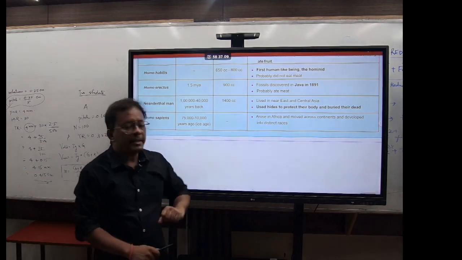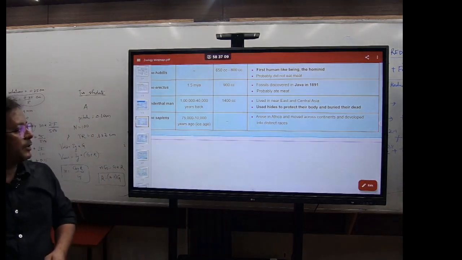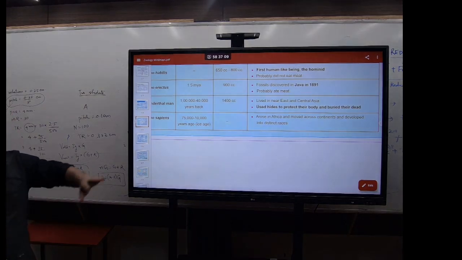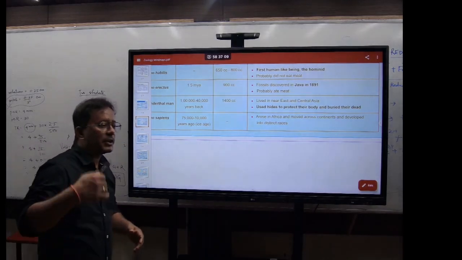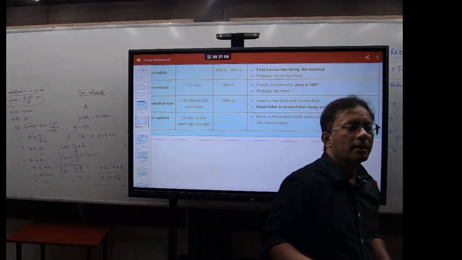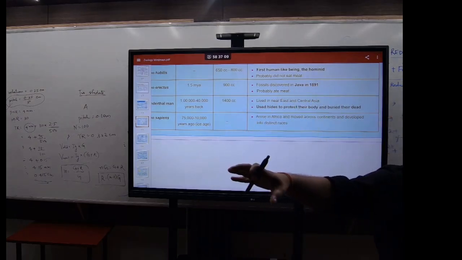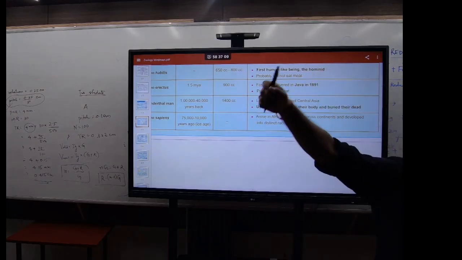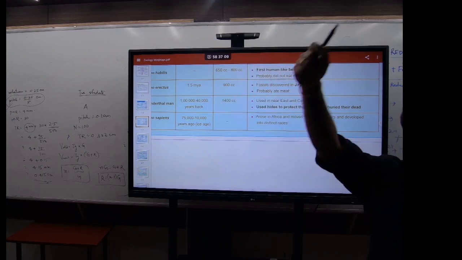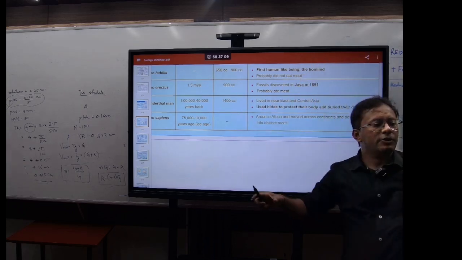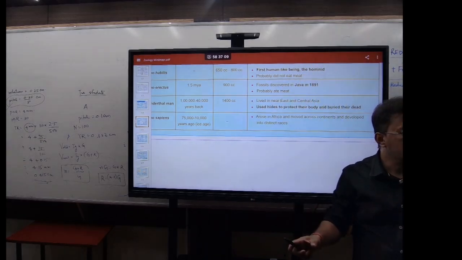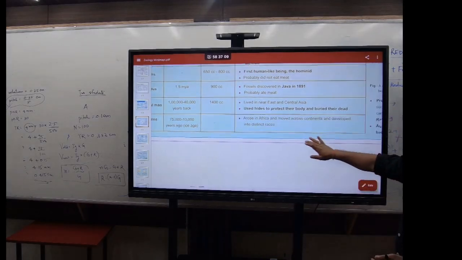Now, these Homo sapiens arose in Africa and moved across the continents and developed into distinct races. The Mongoloids, the Negroids, the Caucasians, all these different races have evolved when they moved from Africa to India, China, Europe, Australia, and Americas. Depending on the habitat, they evolved into different species. Now, there is a diagram mentioned here.